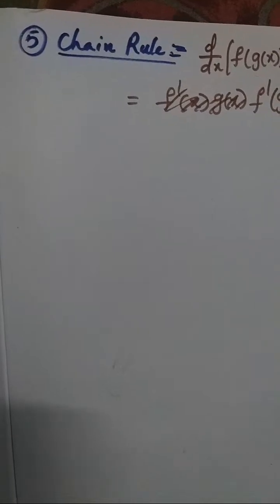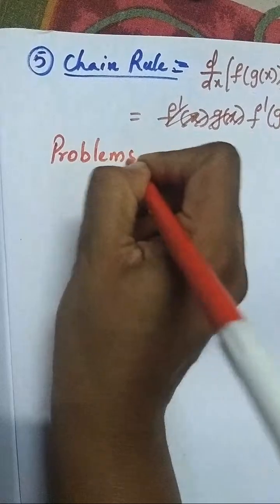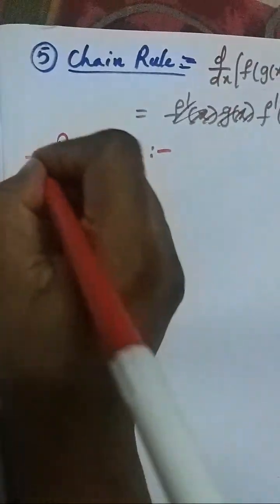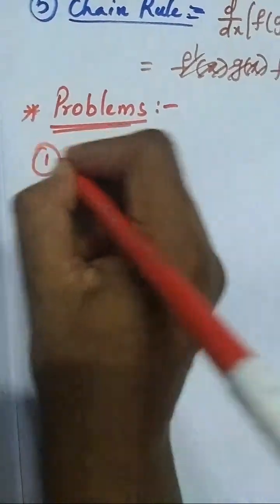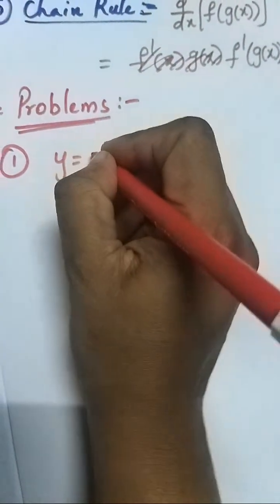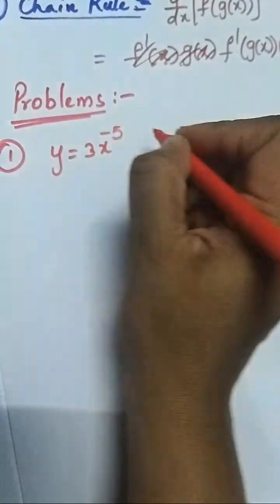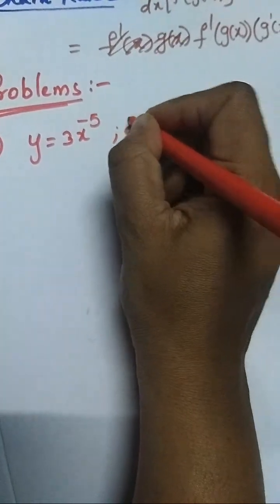Now coming to the problems. I am taking simple problems to understand first what rules are used in the problems. First I am going to use this: y equal to 3 power x minus 5, y equal to 3 into x power minus 5. Differentiate.